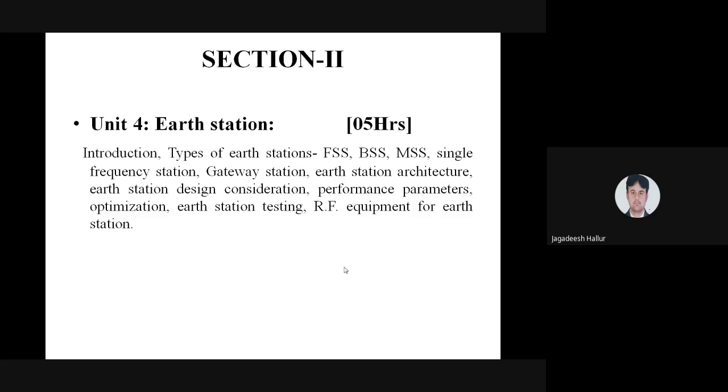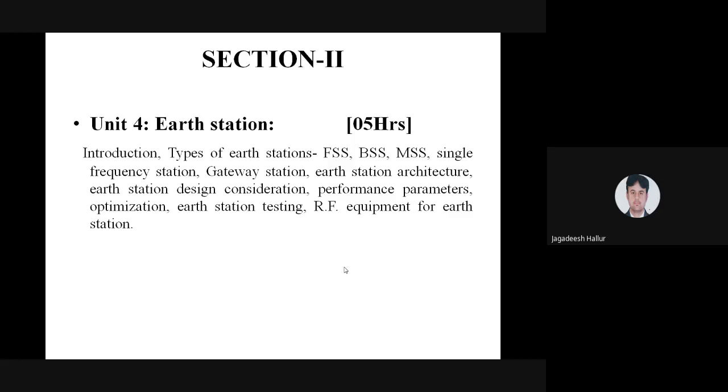And mobile satellite service. You are using your smartphones nowadays. That is mobile satellite service. Whatever signal you are receiving is only because of your satellite. You are using GPS in your car. Whenever you are traveling, you are using GPS. If you want to search any location in your mobile, that requires the mobile satellite service. So these are the types of earth station: fixed satellite service, broadcast satellite service, and mobile satellite service. This is the simple explanation.